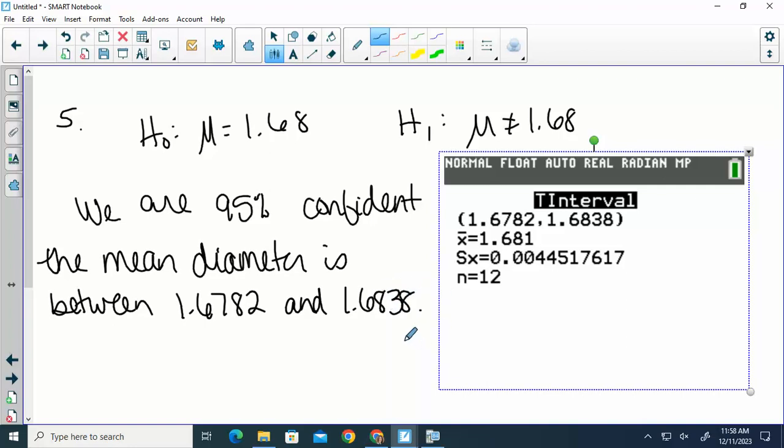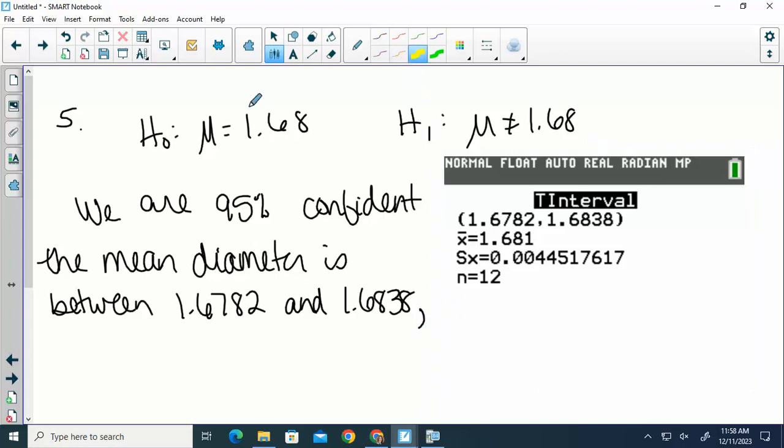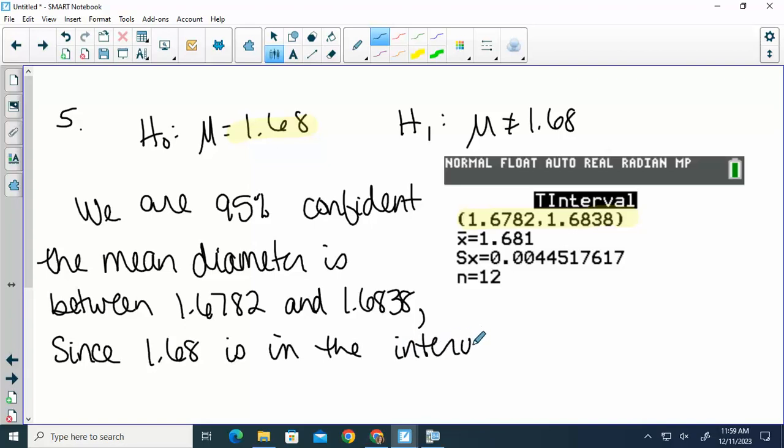So, do our balls meet the standards? What mean did we want? Is 1.68 in this interval? Yes. Since 1.68 is in the interval, the balls meet the standards.